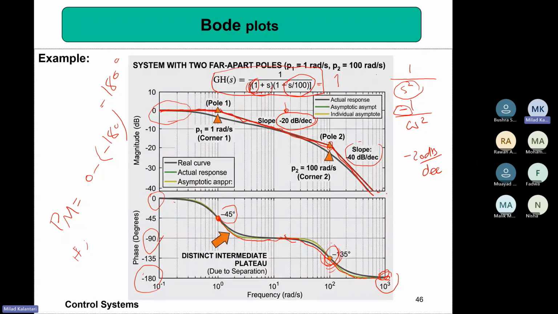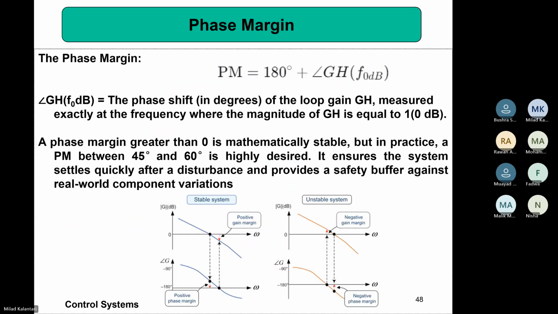So then we define two criteria. One is the phase margin. We go to the amplitude of 1 and see how close the phase is to 180 degrees. Or in the other case, we go to the phase of 180 degrees and then try to see whether the amplitude is close to 1 or not. If it is close to 1, it means it's possible to become unstable.